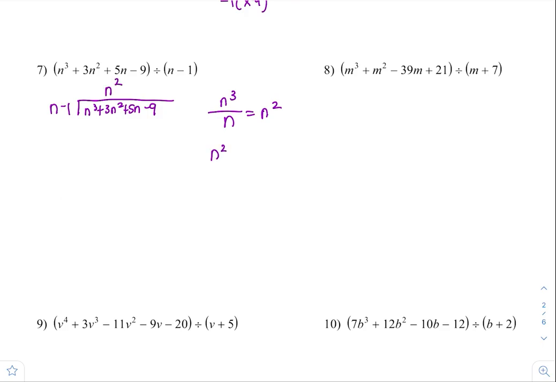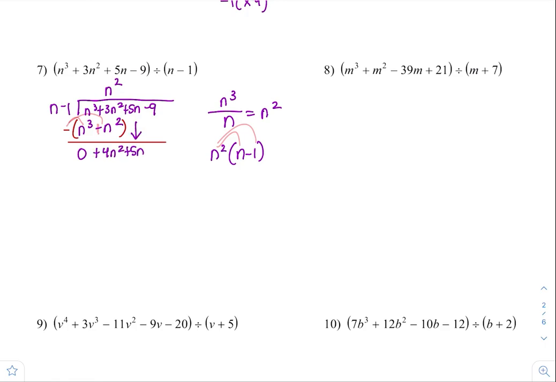Now we take that n squared and distribute it to the outside polynomial, which is n minus 1. N to the second times n is n to the third. N to the second times negative 1 is negative n squared. So now we're going to subtract that. So distribute the negative to both. So n to the third minus n to the third is 0. 3n squared minus a negative n squared, that's going to make that positive. So 3 plus 1 is plus 4n squared.